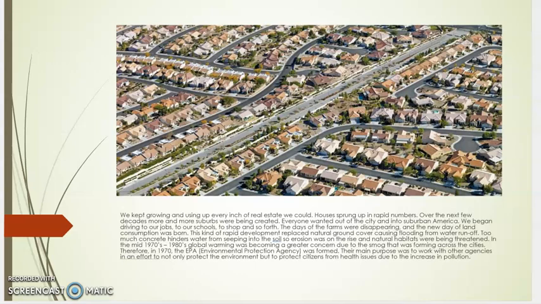This kind of rapid development replaced natural ground cover, causing flooding from water runoff. Too much concrete hinders water from seeping into the soil, so soil erosion was on the rise, and natural habitats were being threatened. In the mid-1970s to 1980s, global warming was becoming a greater concern due to the smog that was forming over the cities.